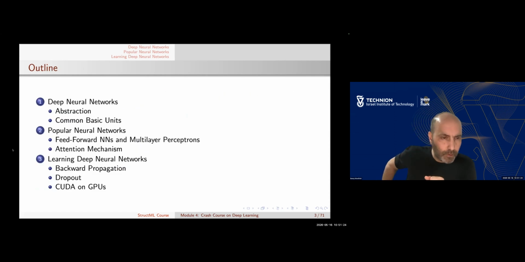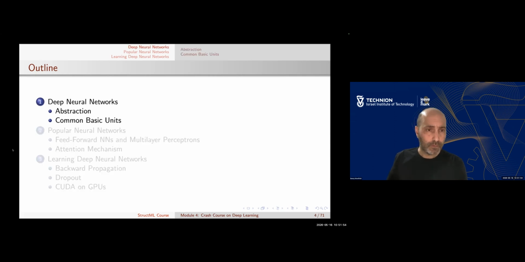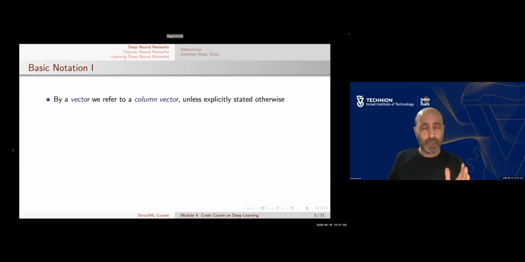So this module has three parts. First, general abstraction of deep learning networks, then some popular neural networks, feed-forward, MLP, and then the attention. Okay, and the third part is going to talk about learning aspects, backward propagation, dropout, and GPUs through CUDA. Okay, so we'll start with the first part, and specifically, let me give some very basic notation quickly.